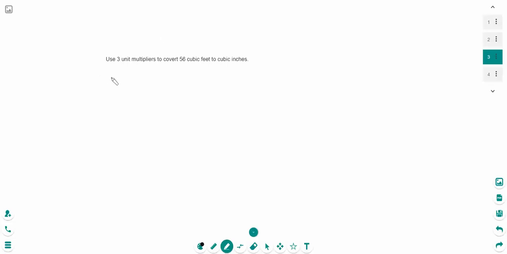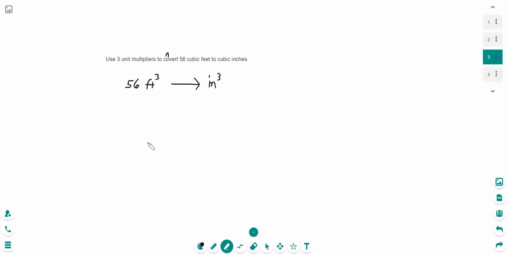So let's just do a problem. Use 3 unit multipliers. Oh, that is a typo. That should be to convert 56 cubic feet to cubic inches. Okay, 56 cubic feet. So we're dealing with 56 feet cubed. And we're trying to get that to inches cubed.